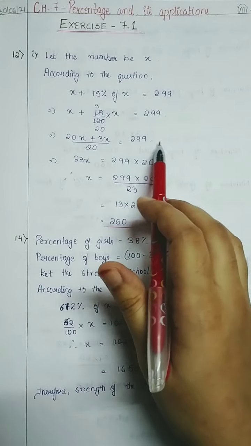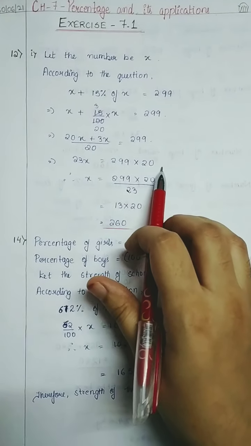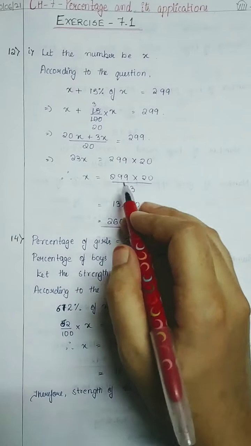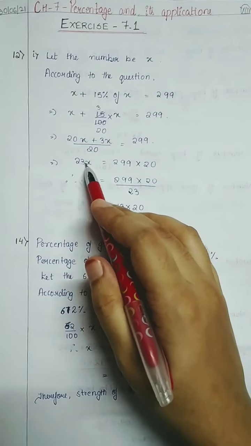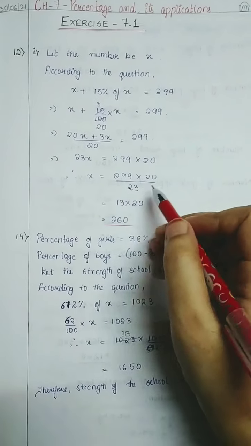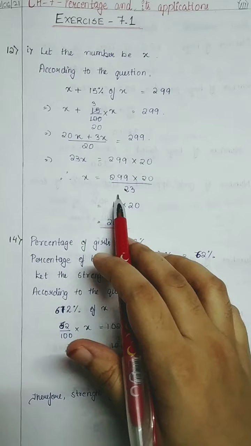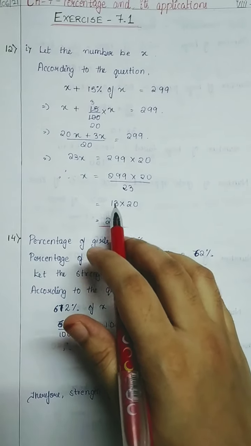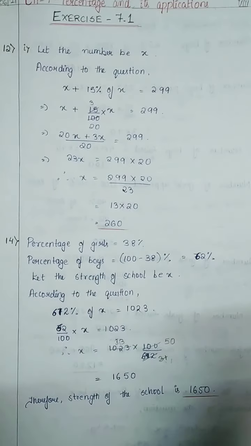Now this 20 will be shifted over here on the right hand side. So it will be 299 multiply 20 and 20 plus 3 will be 23x. Now x is equals to 299 multiply 20 by 23. Because it is multiplied over here, when it will come on the right hand side, it will be divided. Now 23 1s are 23, 23 13s are 299. So when we'll cut it, we'll get 13 into 20, that is equals to 260.